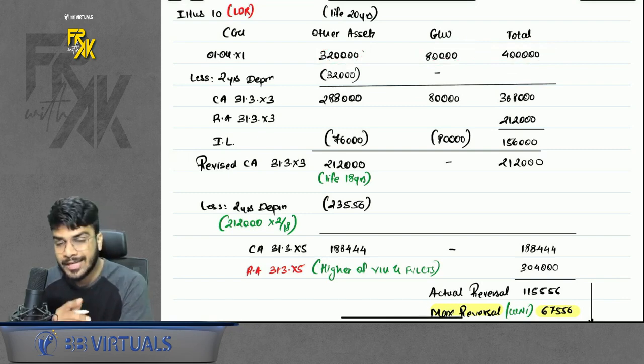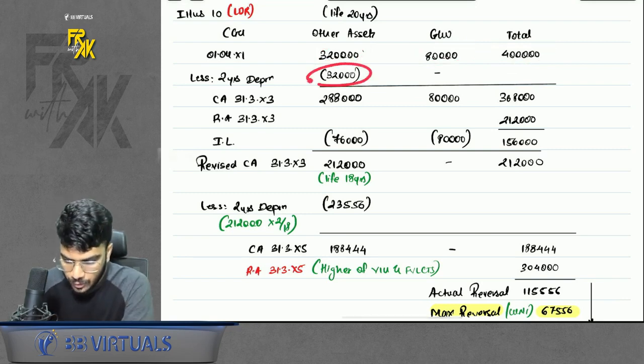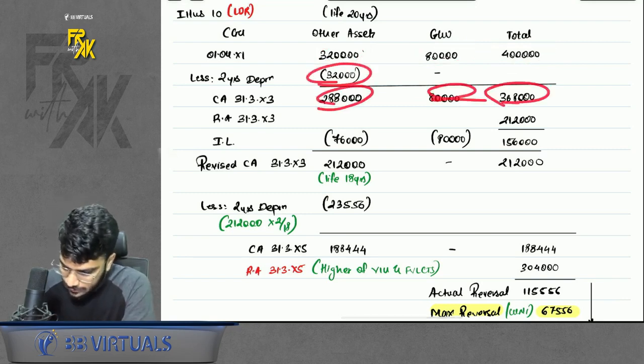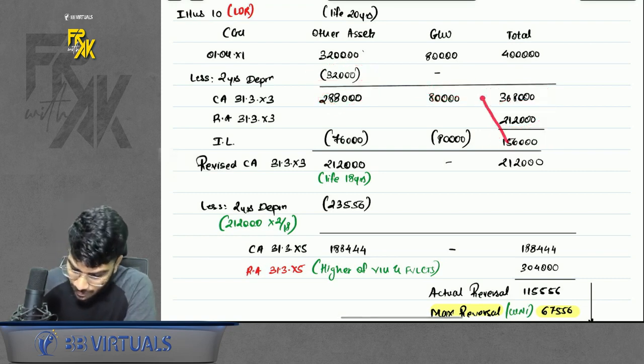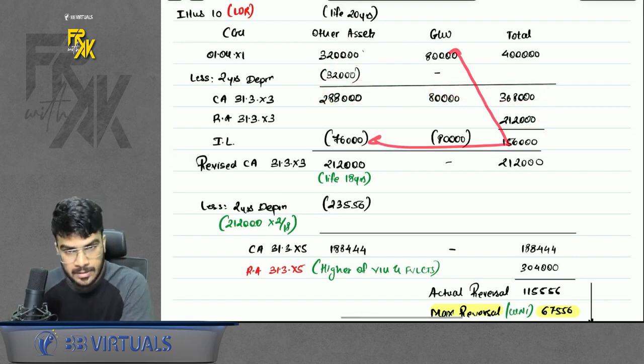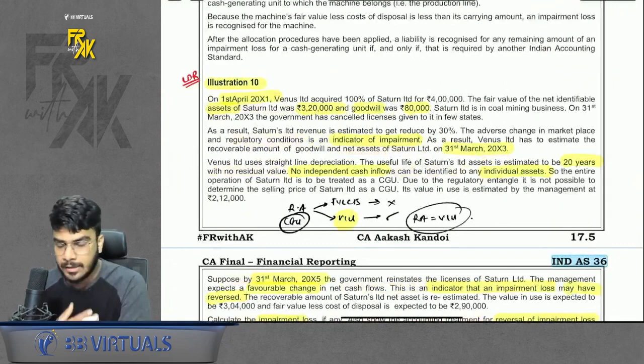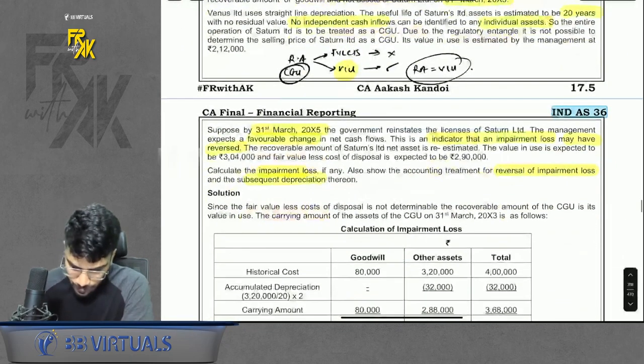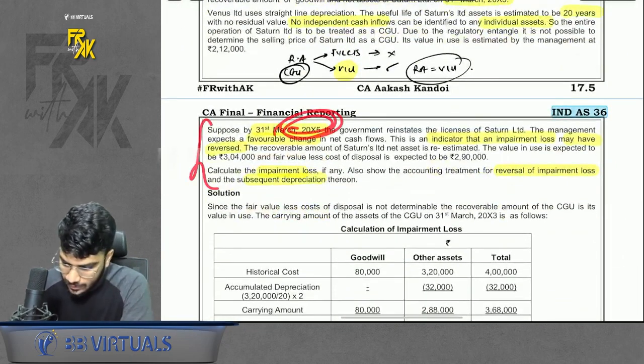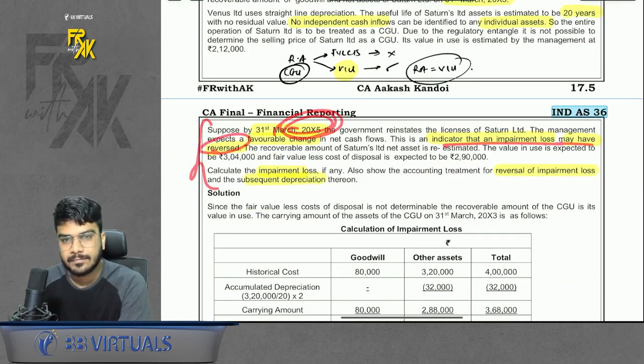First, because we want to test for impairment after 2 years, first depreciate for 2 years. You get the carrying amount. Recoverable amount is given. You get the impairment loss of 1,56,000. First allocate against goodwill and then the balance against other assets. You get the revised carrying amount. No problem, sir. With the carrying amount revised, depreciation will also change prospectively. Now they say after 2 more years, there is an indication of reversal. So check for reversal, sir.